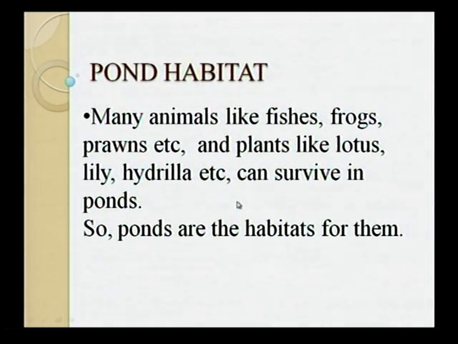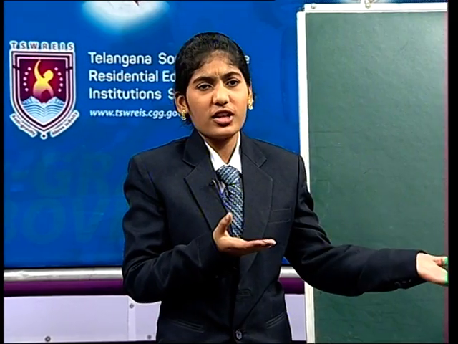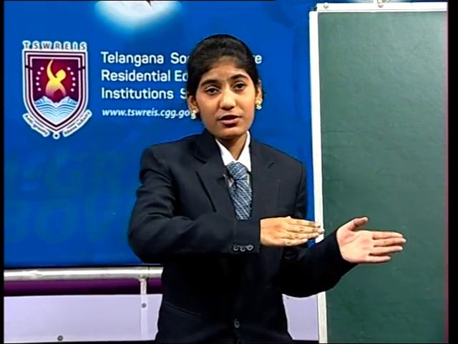So friends, for example, let us take a fish as an example. So if the fish can able to survive in the pond, we know that. If we take that fish to the land, can it able to survive its life? No, it's impossible, right? So we can say that pond is a habitat for the fish.